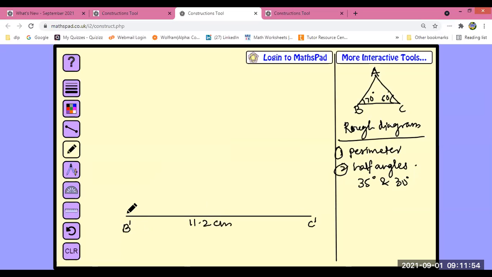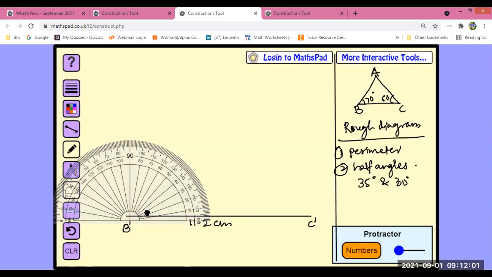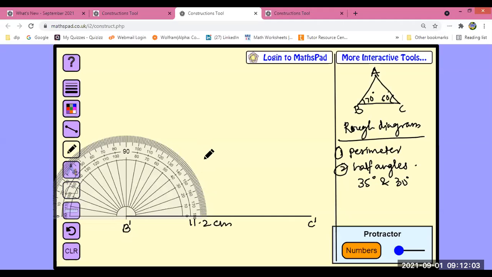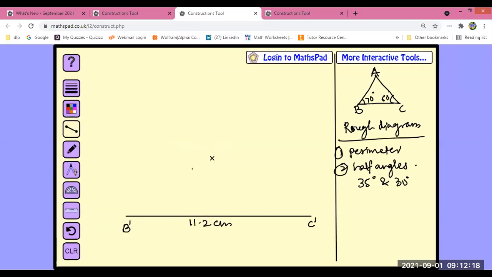So we will draw 35 degrees on B dash. With the help of a protractor, place it on point B dash. And now we draw 35 degrees. So here, this is 35 degrees on the lower end. Since the side is moving to the right, we start from the right. 0, 10, 20, 30, and 35 is marked over here. Join and extend.